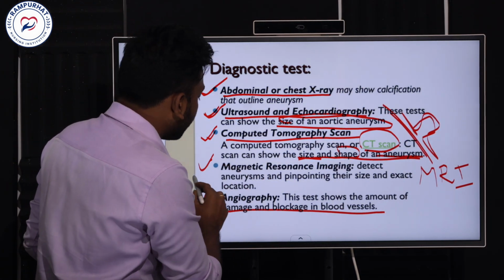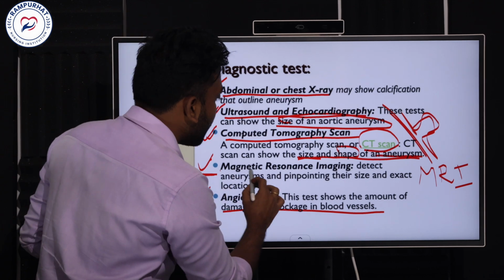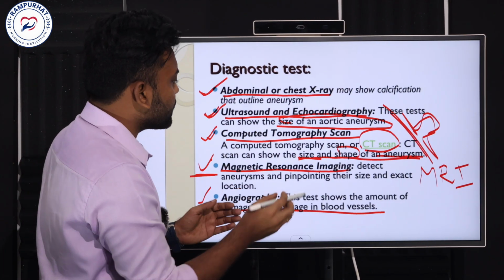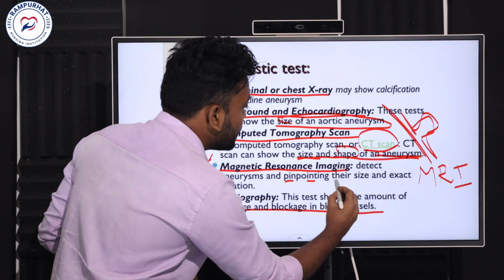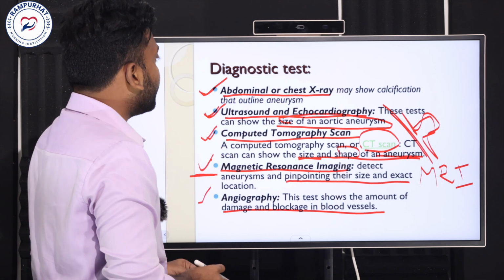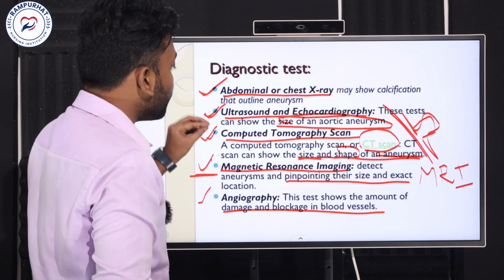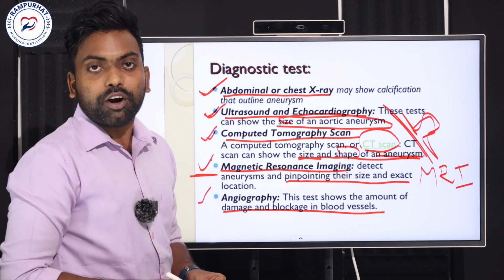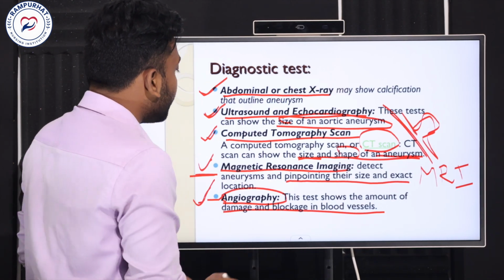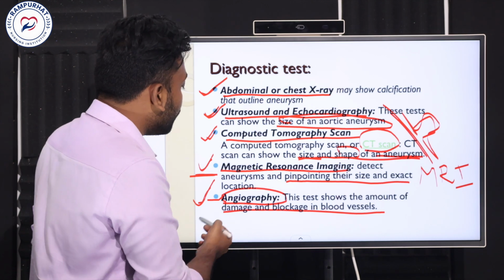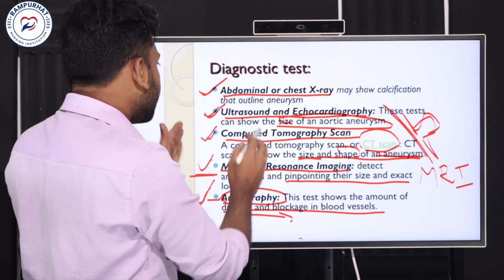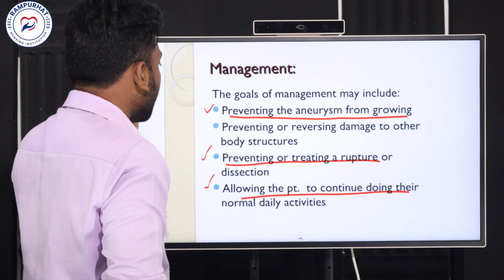And one more important test is the MRI scan, magnetic resonance imaging. This pinpoints the size and exact location. It is a very important analysis technique where we can understand the pinpointed area of the aneurysm. And the next one is angiography. As I told you, angiography uses a catheter. A cardiac catheter is inserted to understand where exactly the blockage of the blood vessel is. So these are the different diagnostic findings we need to do.